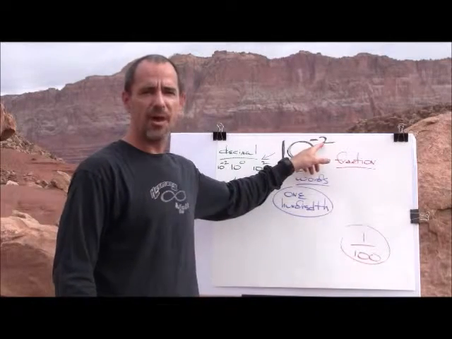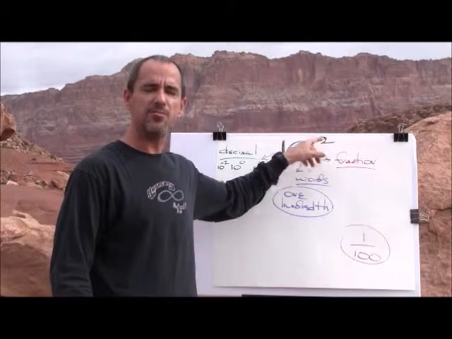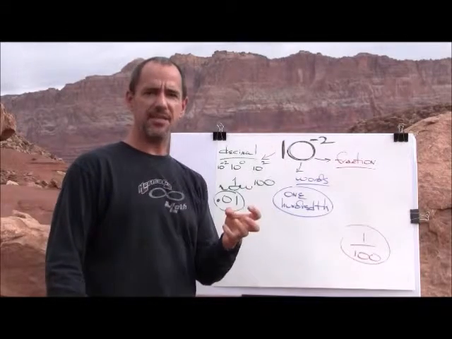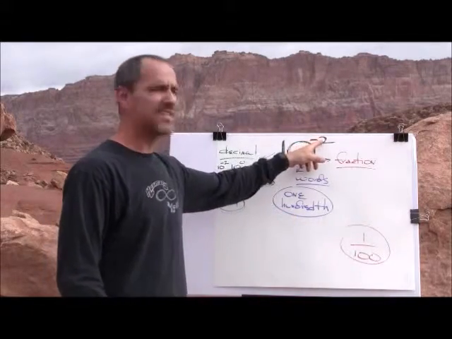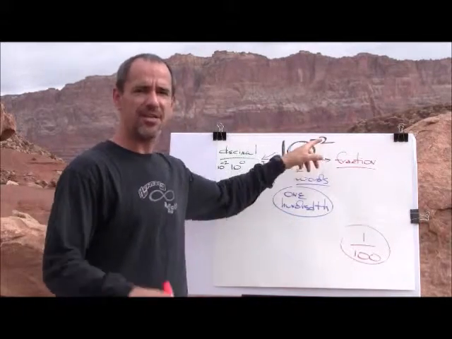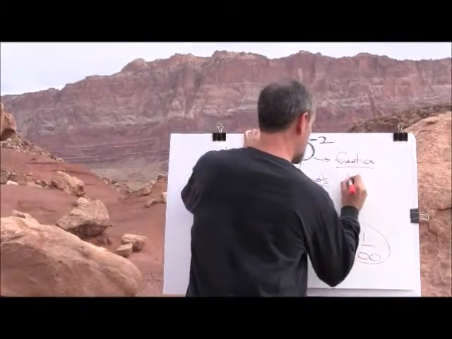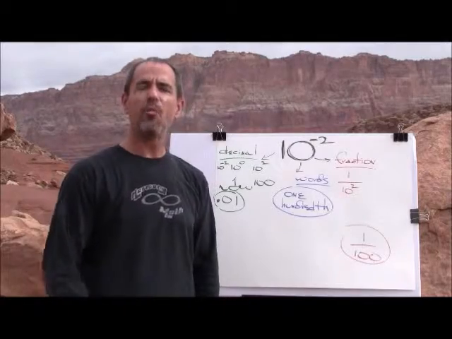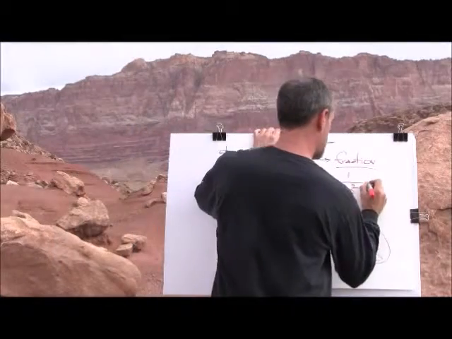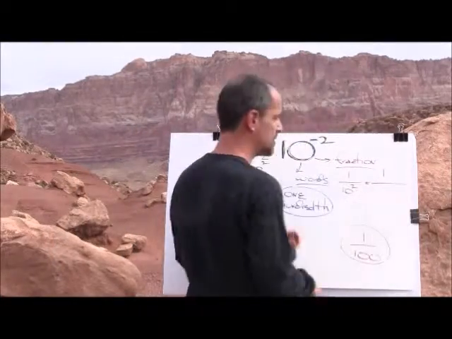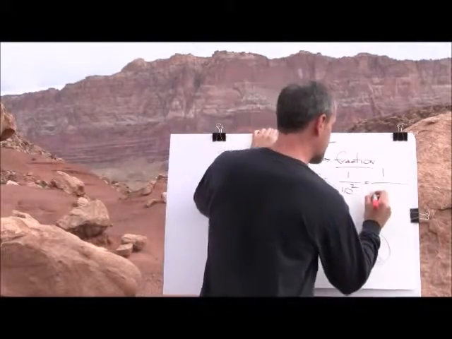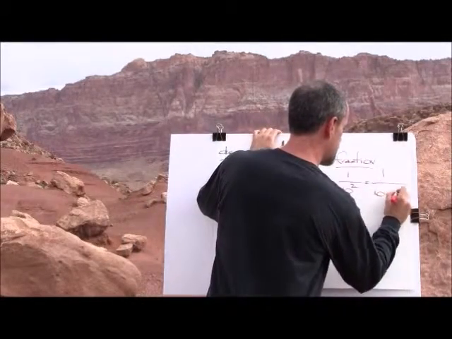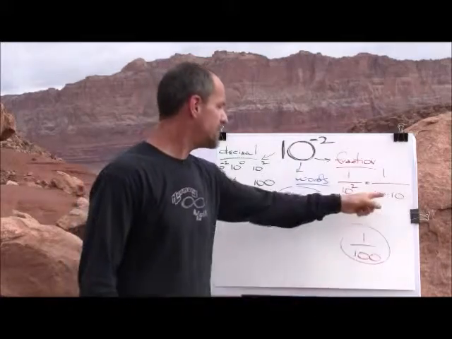Another nice thing to know about negative exponents is what it really means is we're going to take that term and stick it in the denominator. So what does 10 to the negative second look like as a fraction? It actually looks like 1 over 10 to the positive second. Well, what is 10 to the positive second? Well, 10 to the positive second is 1 over 10 times 10. Well, what is 10 times 10?